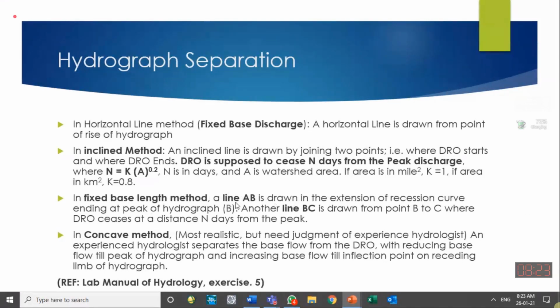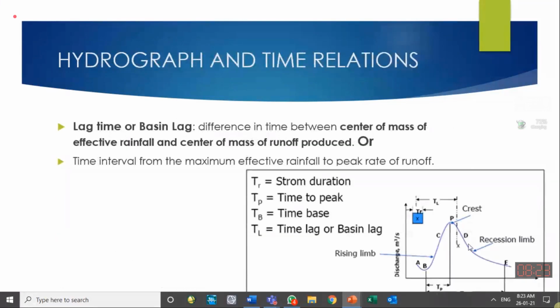The first line of the base flow, A to B, is drawn as the extension of the recession curve ending at the peak of the hydrograph. Another line BC is drawn from point B to C, where DRO ceases at a distance of n days from the peak. We will do the same exercise as previously, calculating the n value, n days, and marking a point C on the recession limb, but we will not be joining point B with C directly.